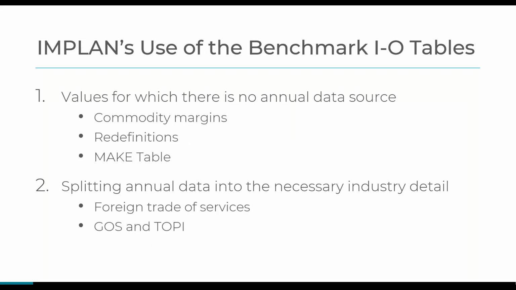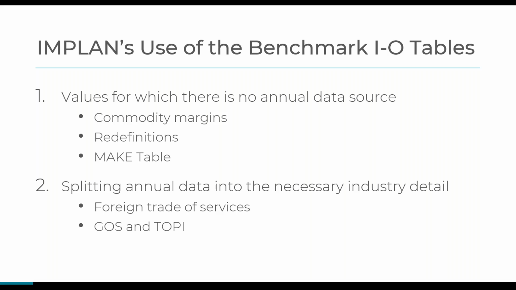So we have 3 main uses for the benchmark IO tables. We really couldn't exist without them. And really no IO model could, but there's a few different ways we use them. One is for values for which there is no annual data source. So commodity margins, as we talked about, were one of them, redefinitions is one of them, and the make table. There's no other data source for those that come out any more frequently or anywhere else.